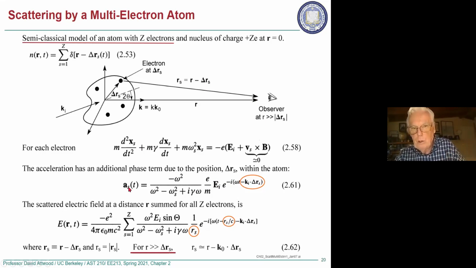But if you do, and you take this acceleration and, as before, solve for the electric field, you'll get the same things that you saw before, but there are going to be these extra terms in the exponent, which have to do with phasing and distances between the different electrons.